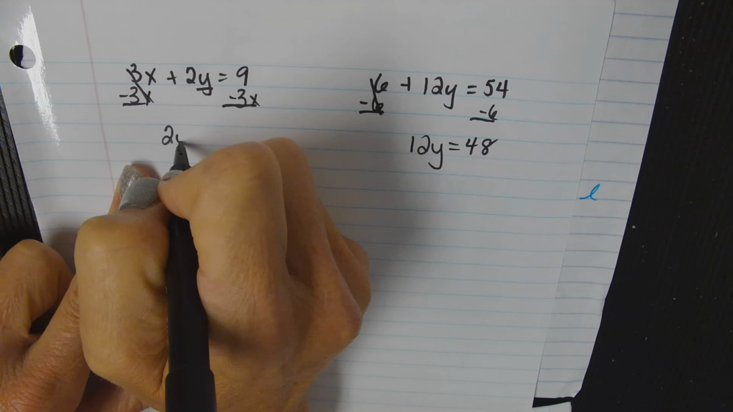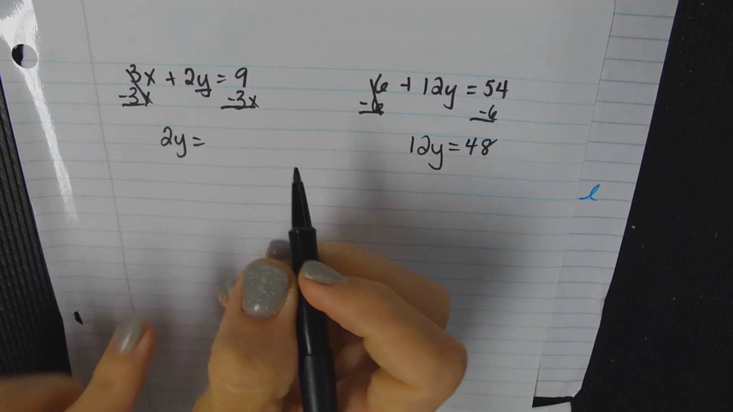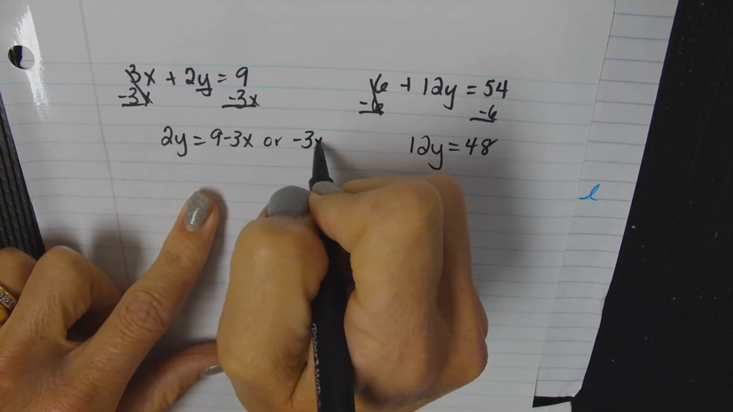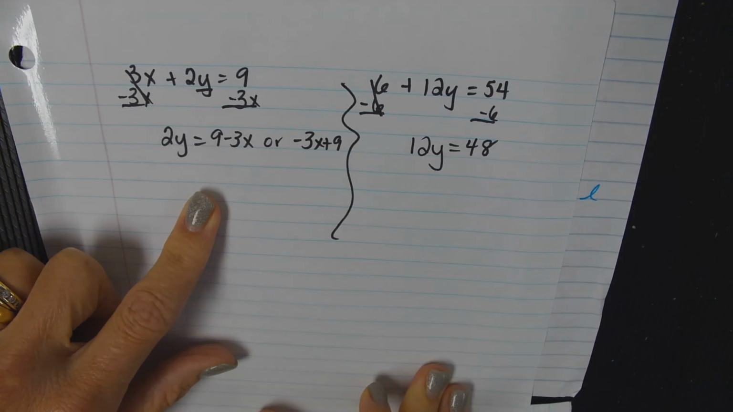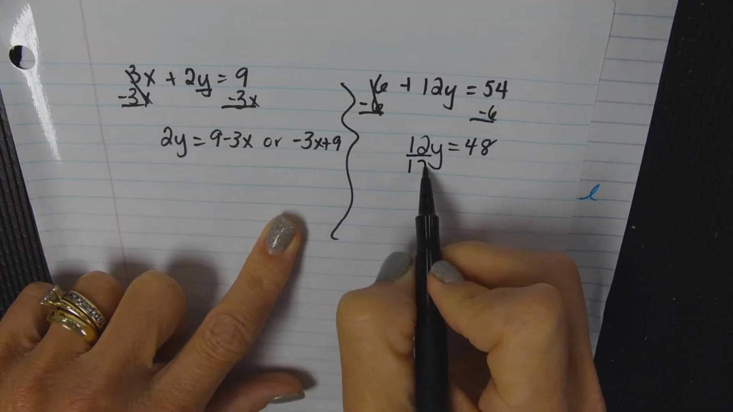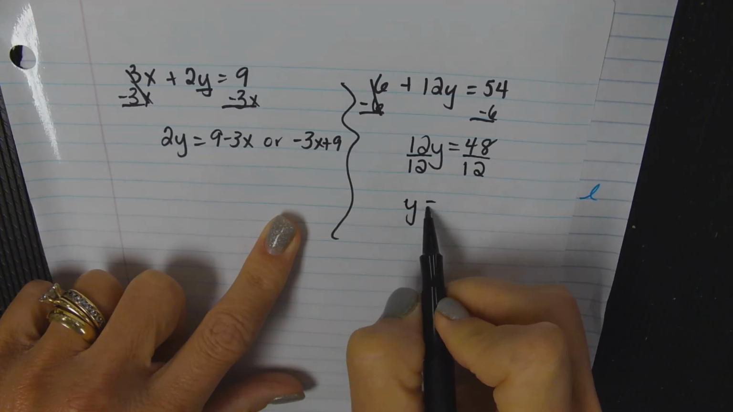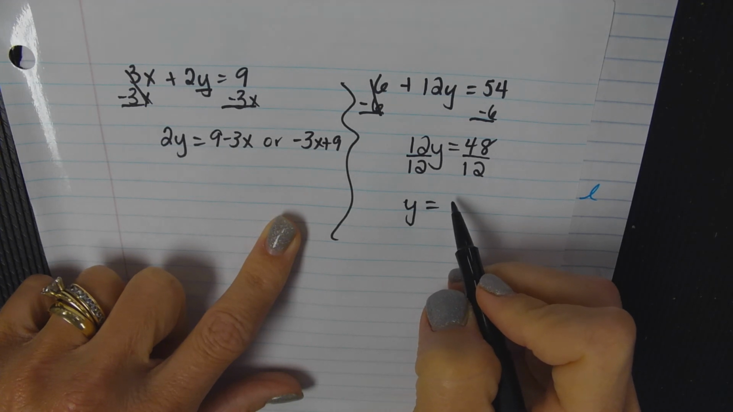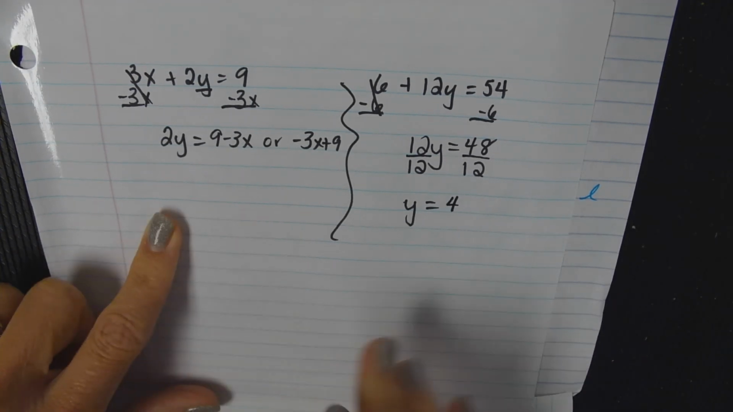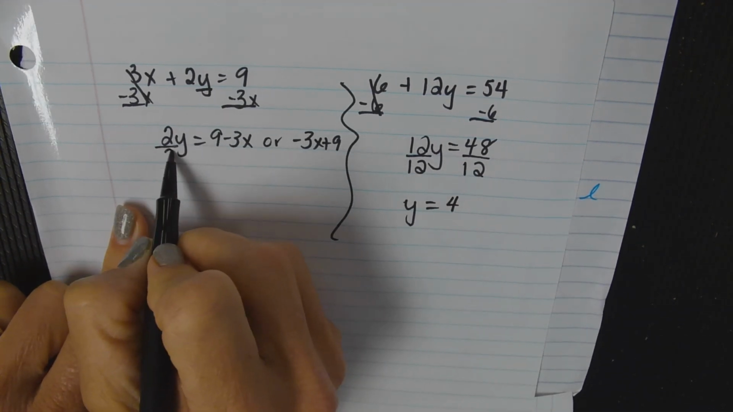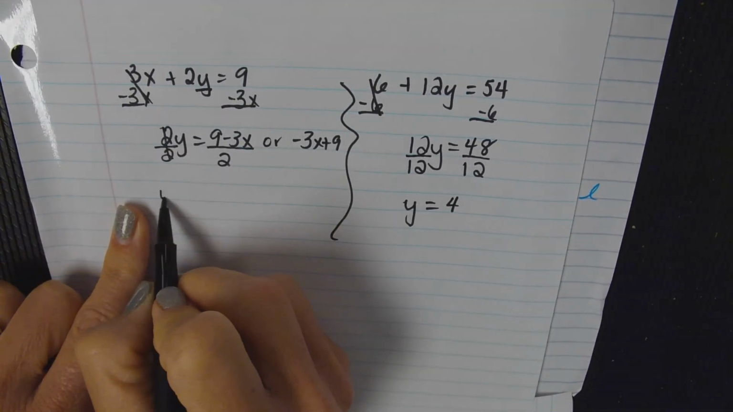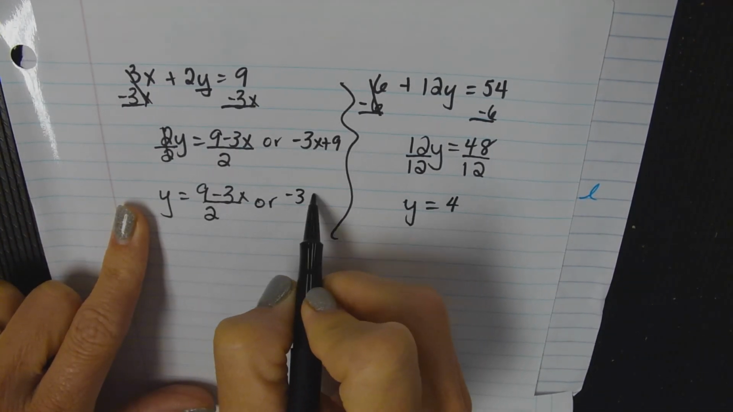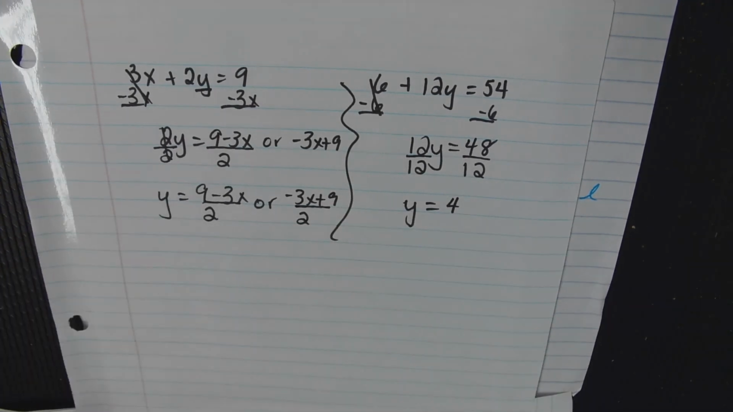Over here, you have 2y equals, 2 ways you can write it. 9 minus 3x or negative 3x plus 9. You see? Okay. Over here, you divide by 12. y equals 48 divided by 12 is? Bueller? 4. Divide by 12 here, so you divide by 2 here. That cancels. 9 minus 3x over 2, or like Kaylee said, just depends on how the answers are written.